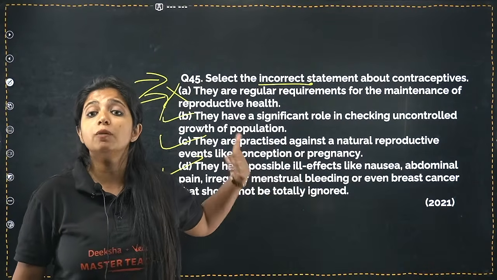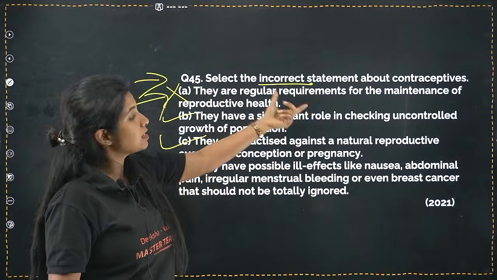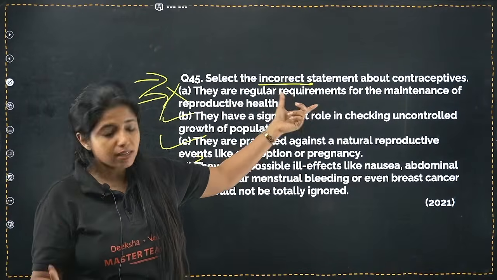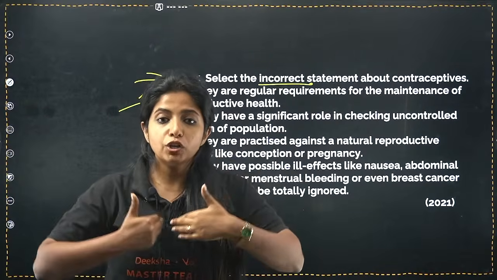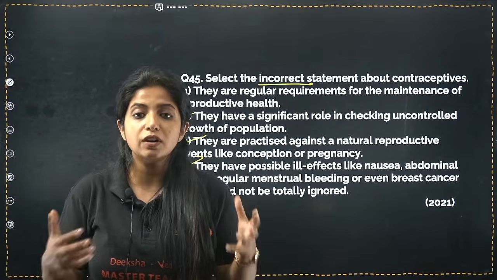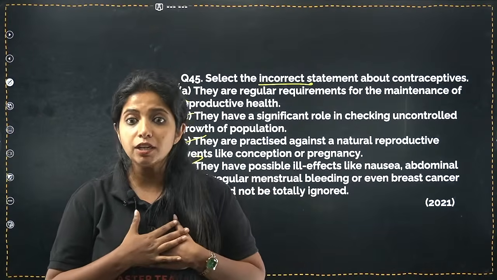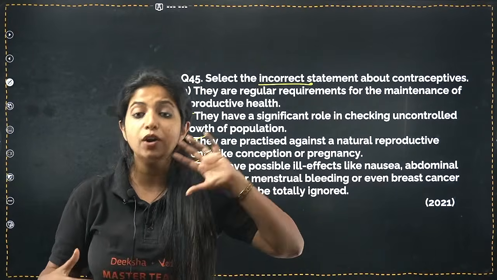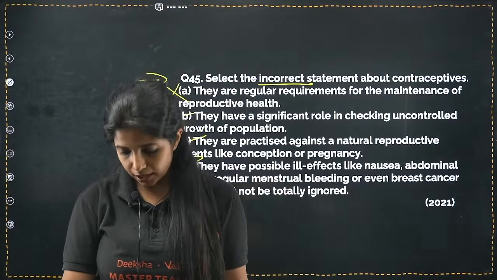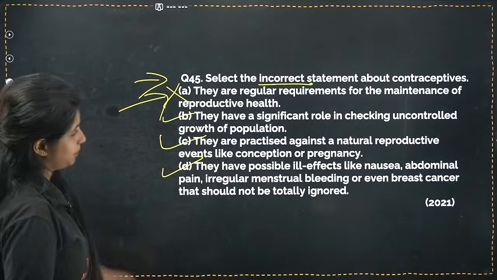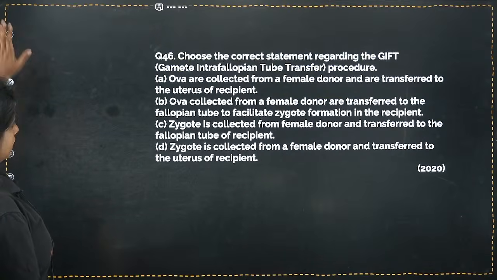You have to find which is not correct. So what is that? Only one statement is wrong, and that is the one that says it is a regular requirement for maintenance of reproductive health. No, you, me, everyone who is a girl, we do not require it regularly for maintenance of reproductive health. Only people who do not want to have a baby or conceive are the ones who would be taking it up, right? So yes. Next question.